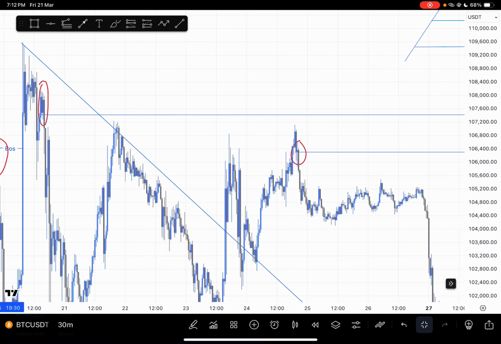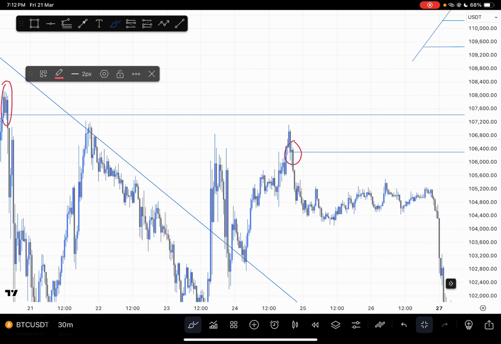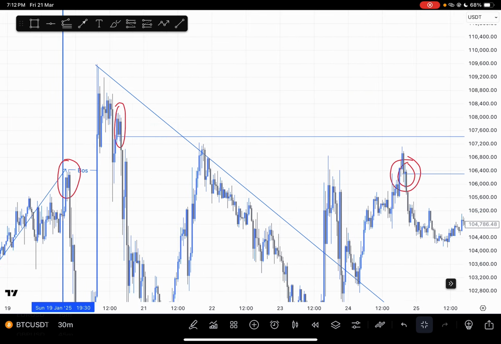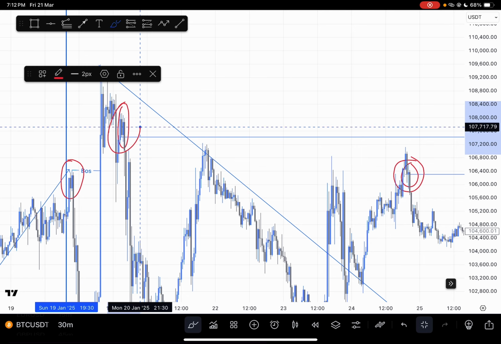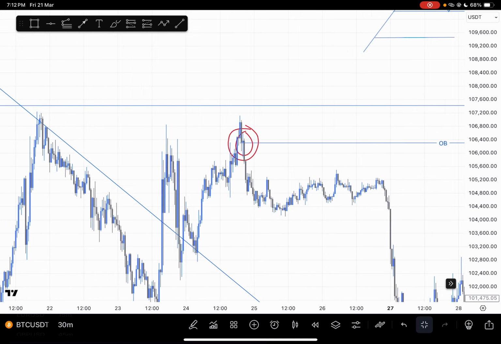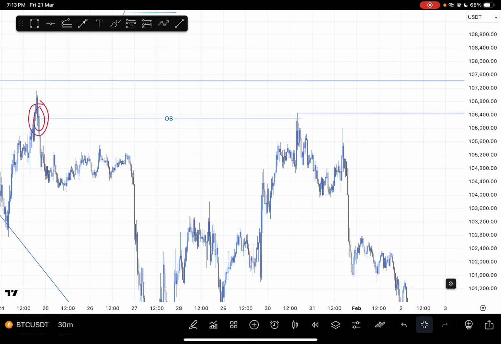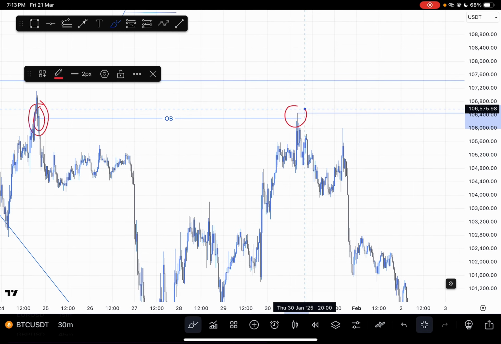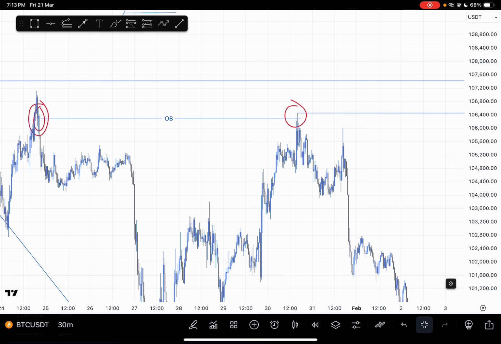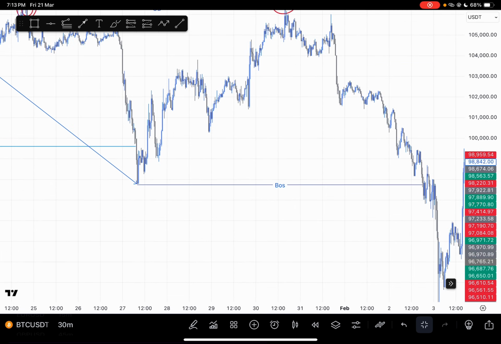This is the first order block, and this is the second order block. That's why you see price used just the first order block. Then if you trace it back here, price retested on it from this point, then pushed to the downside again, creating a break of structure.